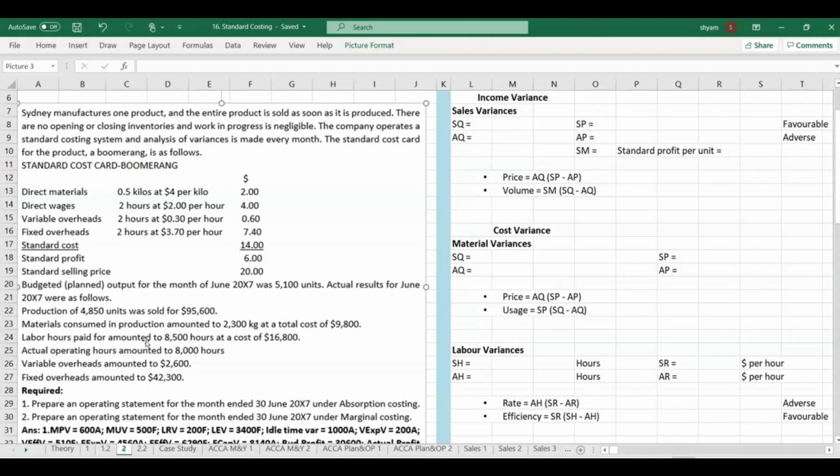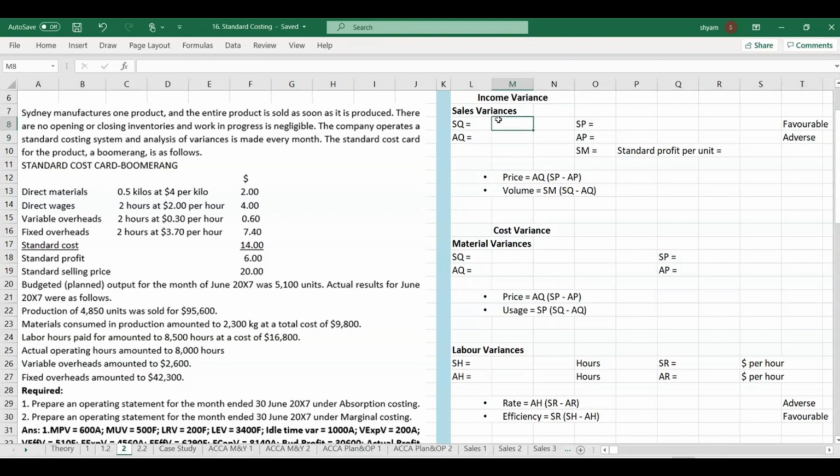Labor hours paid for amounted to 8,500 hours at a cost of 16,800. This is what they have paid. But the actual operating hours is only 8,000 hours. So there is a difference of 500 hours between what is paid and what is operated. The difference is actually idle time. Idle time is also a variance, and it is usually a negative variance. They also say that variable overhead is 2,600 and actual fixed overhead is 42,300. So you have all the numbers here. Your job is to just create numbers for this. So we can start.